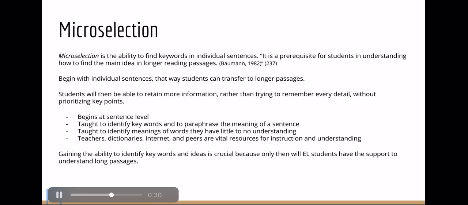Microselection also provides students the opportunity to identify words that they have little to no understanding of. Students are offered many resources including dictionaries, internet access, teachers, and peers. Our book states that microselection is done at the sentence level and practiced in several ways before it is expanded into finding the main idea in paragraphs and whole passages, which I will explain further in our next slide of step by step.